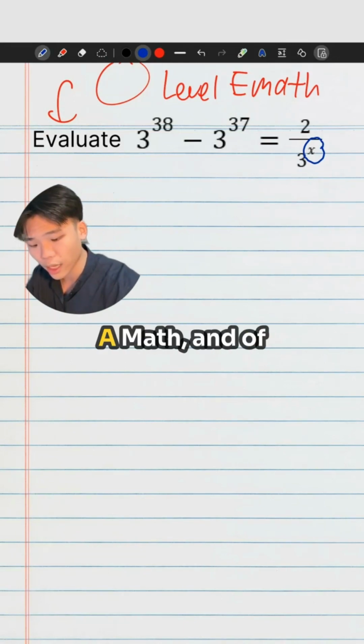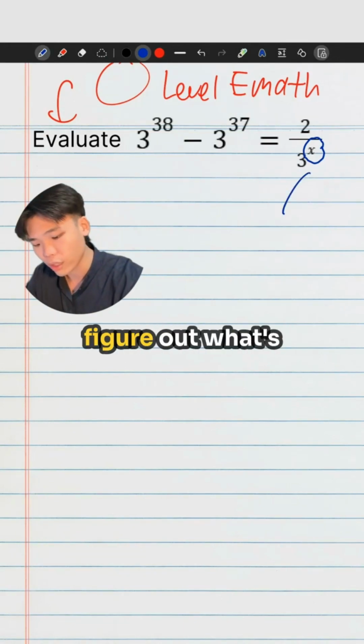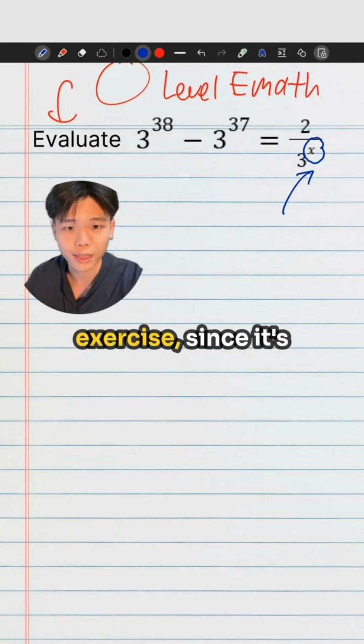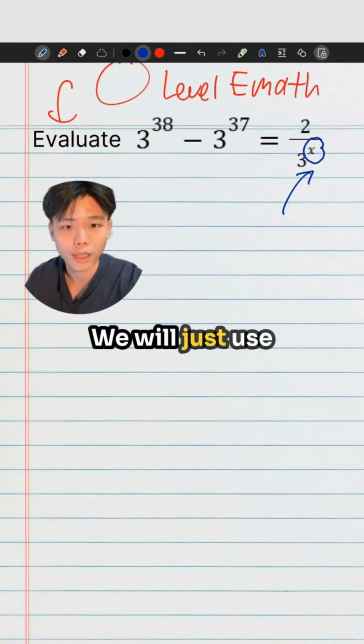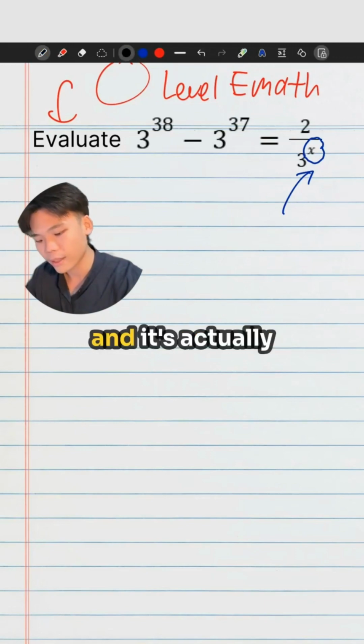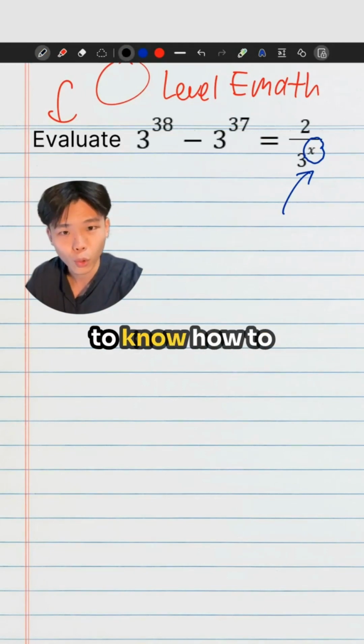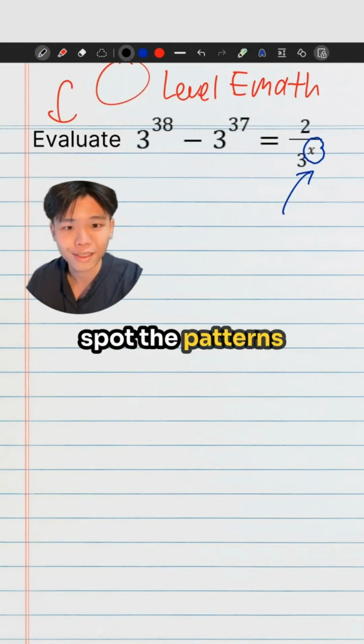Now, I know that some of you take EMath, and of course, we can just use logarithms to figure out the value of x, but just for this exercise, since it's an EMath topic, we will just use the law of indices. And it's actually fairly simple. You just need to know how to spot the patterns in the question.